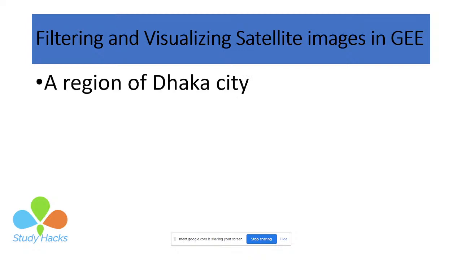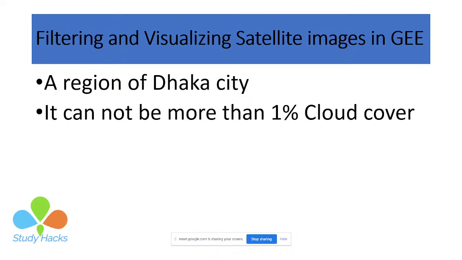This is one factor. Which area you need the satellite image for, first of all you need to select your region. Suppose I need the satellite image for the region of Dhaka city, so this is one factor. Another factor is that you also need to filter your image metadata or image properties. Suppose I only want those images with not more than 1% cloud cover, so I select the filter image metadata for images with not more than 1% cloud cover.